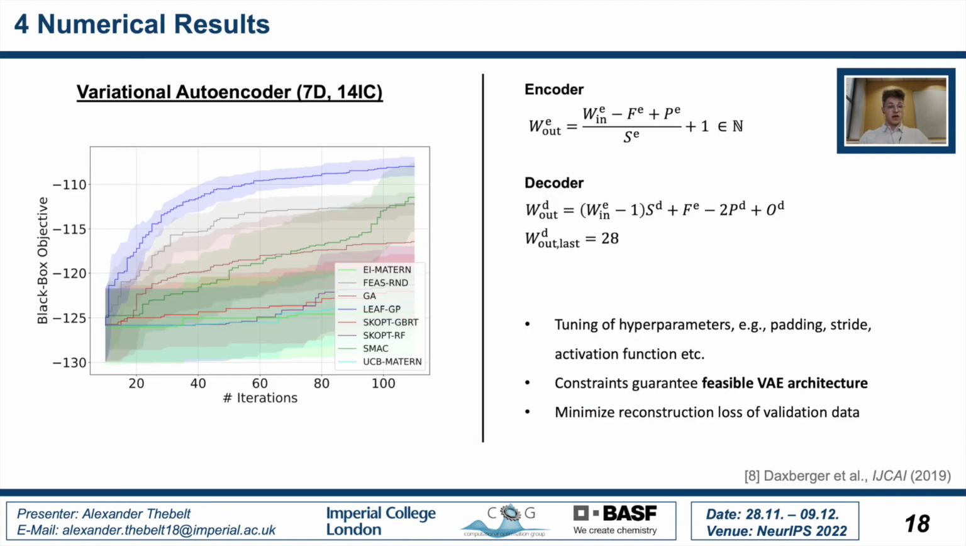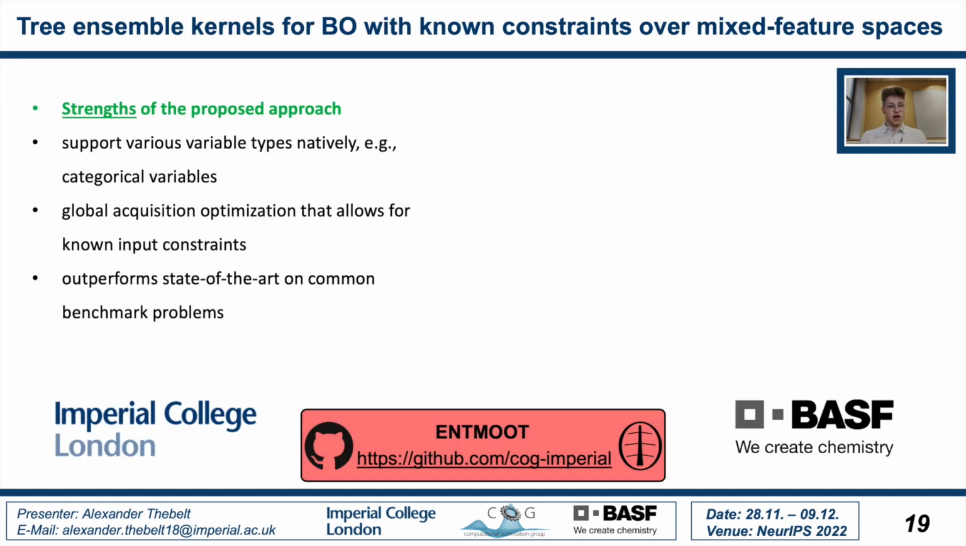We include an extensive numerical comparison in our paper, and for one of the benchmarks, we even re-implemented the previously mentioned variational autoencoder tuning task from literature and compared our approach to existing algorithms. And for methods that don't support constraints, we added constraint penalization to the black box output to make them aware of input restrictions. And as you can see in the figure, we show that our approach consistently outperforms existing approaches from literature.